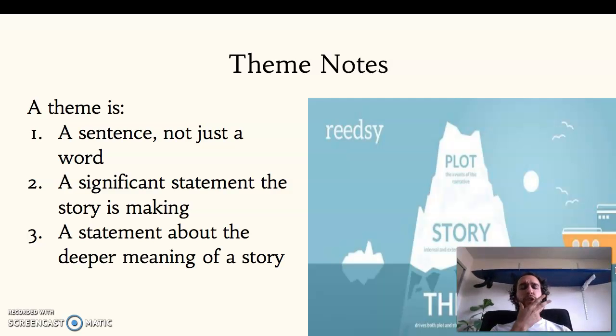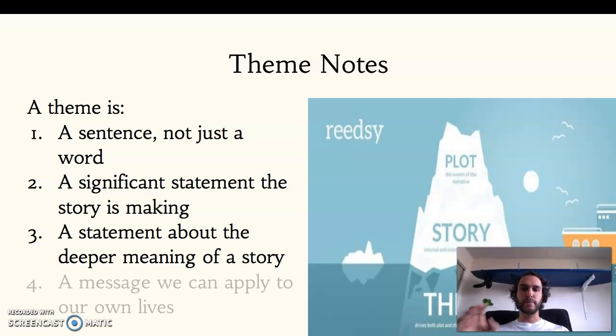Imagine if you're trying to get really deep, like you're trying to impress someone that's older, maybe you think they're really smart, you want to talk about themes of a story or a movie, then you're going to be talking about the deeper meaning of a story. And number 4, maybe most importantly, a theme is always a message we can apply to our own lives.